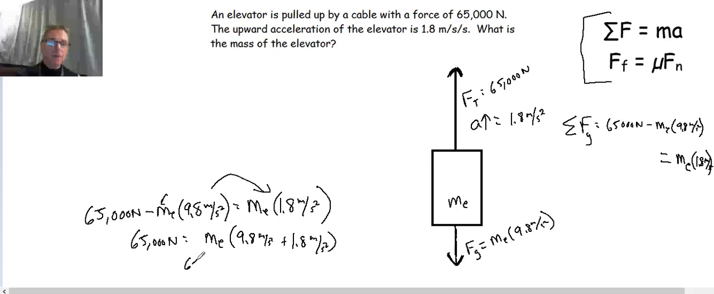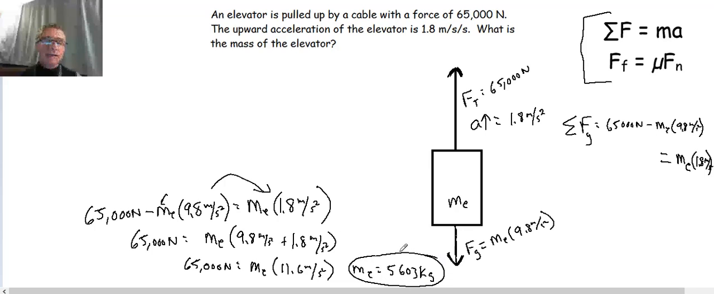So we've got 65,000 newtons is equal to me times, and what we have is a total of 11.6 meters per second squared, and we divide each side by 11.6 meters per second squared. Me turns out to be about 5,603 kilograms.